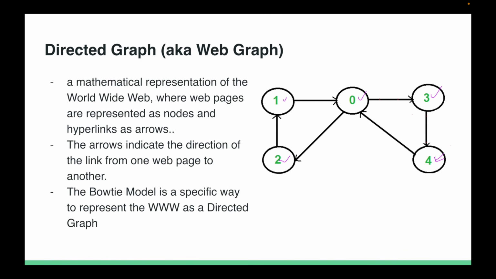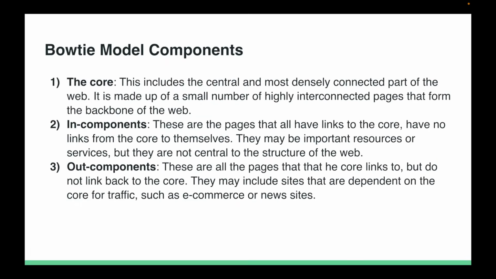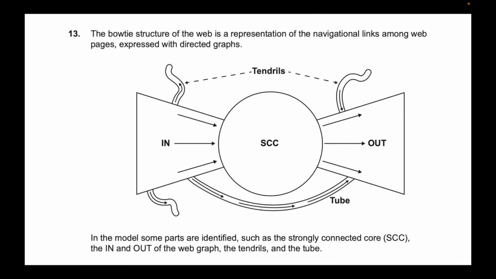Now, a specific way of depicting the World Wide Web as a directed graph is called the Bowtie Model. At first glance, it kind of looks like some sort of alien monster. But it's composed of 5 separate components: the strongly connected core, which is the SCC, the inlinks and outlinks, tendrils, and a tube. And once we understand what these do, this paradigm, the bowtie structure, makes a lot more sense.